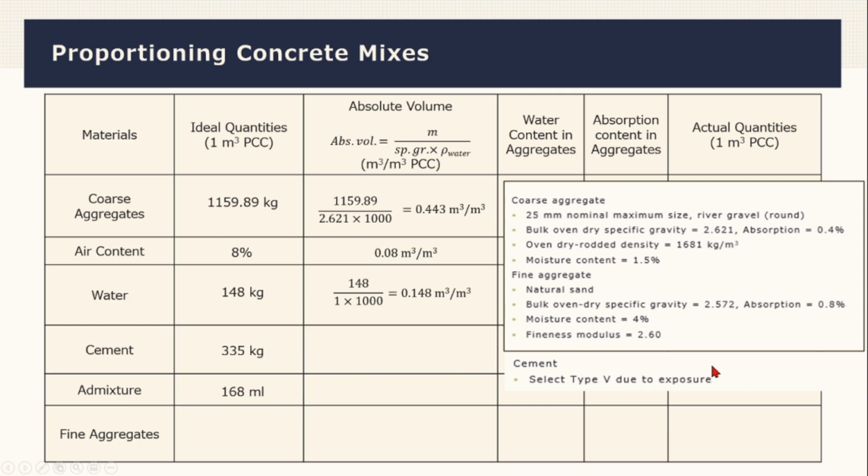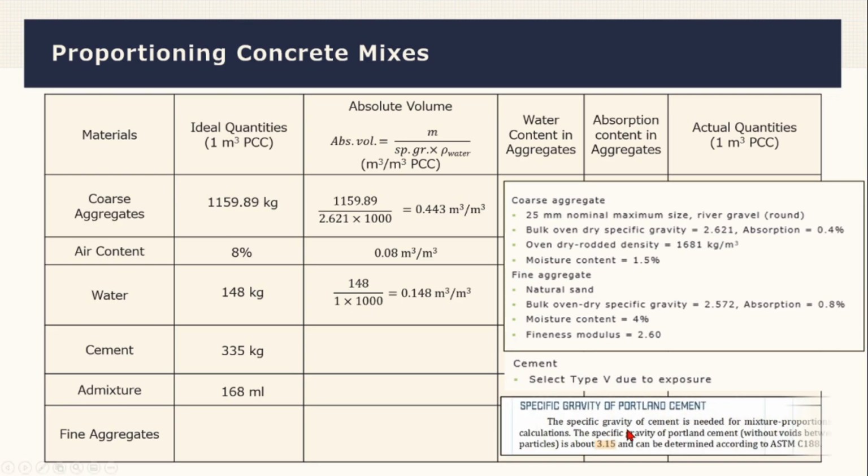For cement, we don't have any specific gravity given on the problem, but it is stated that we should use type 5 of cement, and this type 5 is under the Portland cement. And from your unit 2, Portland cement has 3.15 specific gravity. Now, we'll be using this 3.15 to compute the volume. We have 335 for the mass over the specific gravity of 3.15 times the density of water, and that is equal to 0.106 cubic meter of cement per cubic meter of freshly mixed concrete.